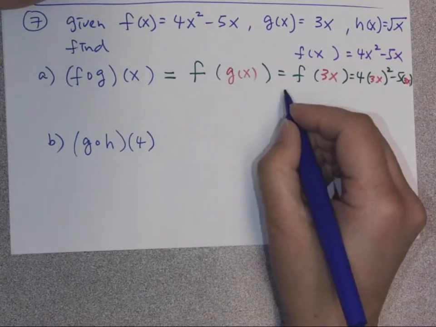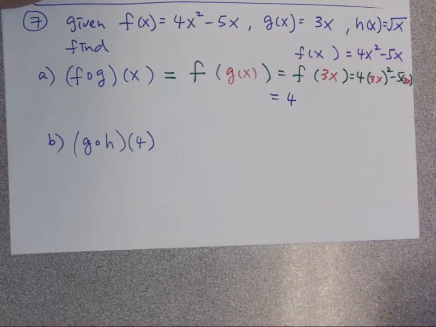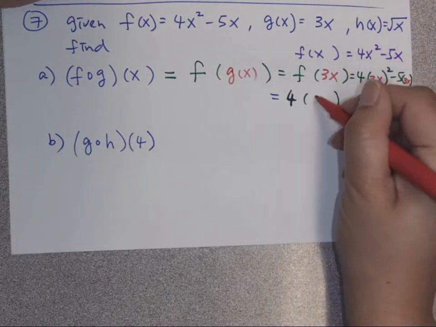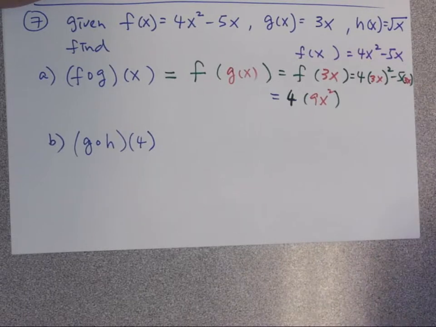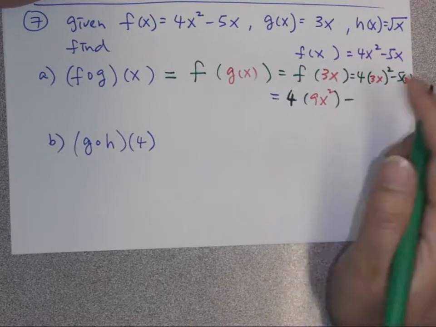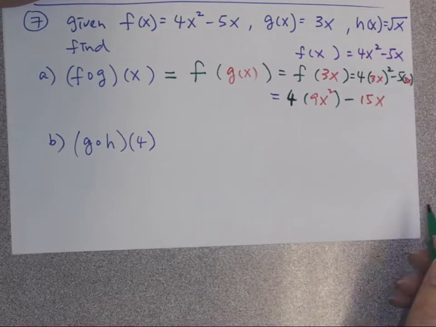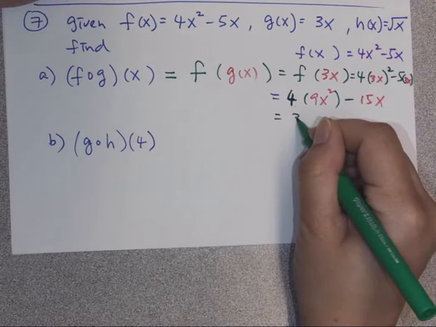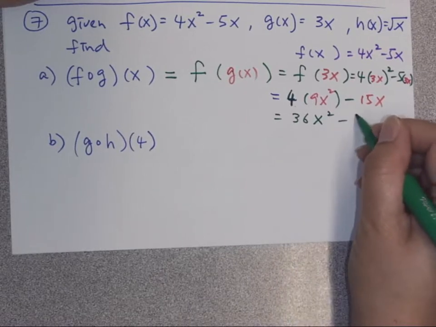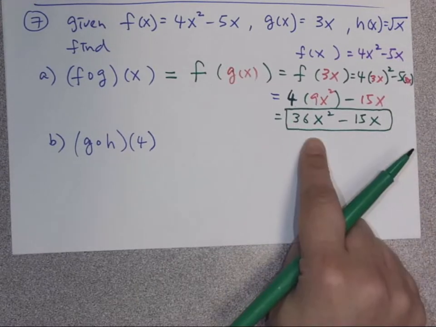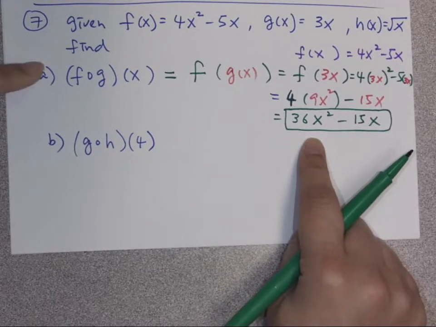So now we have 4 times 3x times 3x, which is 9x squared, minus 5 times 3x, which is 15x. So we have 4 times 9, which is 36x squared, minus 15x. Do not try to solve it. This is not an equation. So that's all we have: 36x squared minus 15x. Alright, so that's the first one.